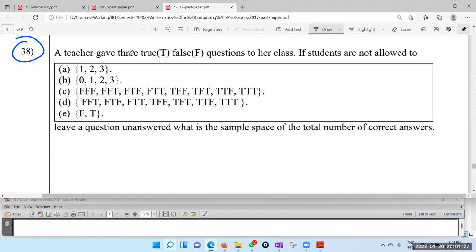Okay. Teacher gave 3 true false questions. Say this one, answer is true, answer is false. Another one, answer is true, answer is false. Another one, answer is true, answer is false. If students are not allowed to leave a question, always you have to mark true or false. What is the sample space of the total number of correct answers? Only 3 questions.